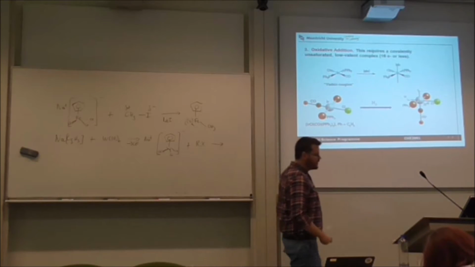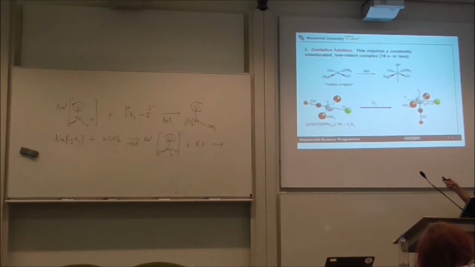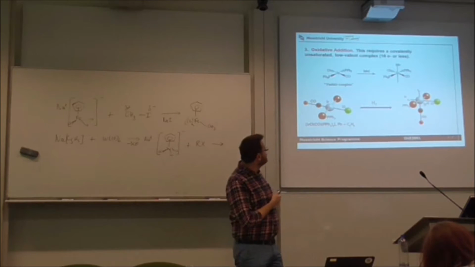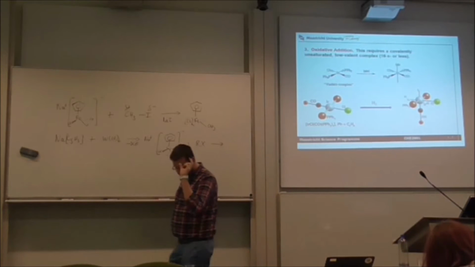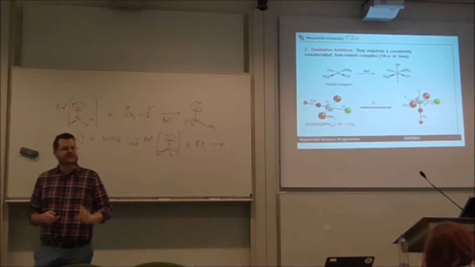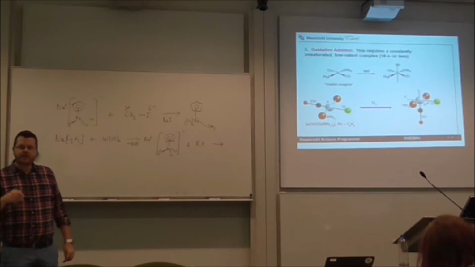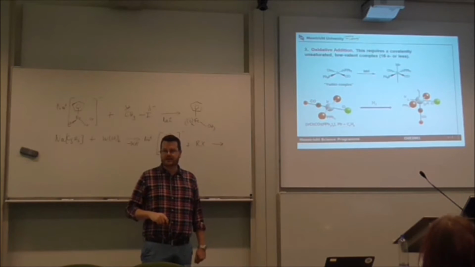We can start off with an electronically unsaturated 16-valence electron complex, for example this one, but there are many other examples, of course. And if we react it with methyl iodide, we get oxidative addition. So notice we're going here from iridium 1 to iridium 3. Oxidative addition always increases the oxidation state of the metal by +2. So 1 to 3. The reverse, incidentally, of oxidative addition is called what?